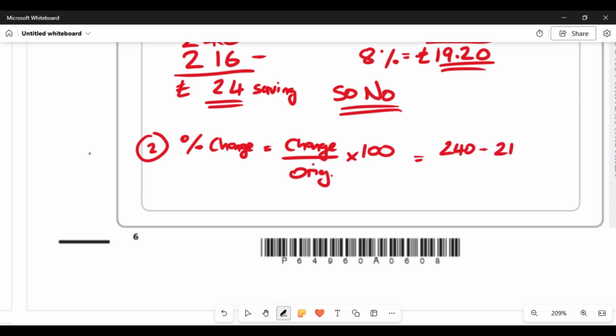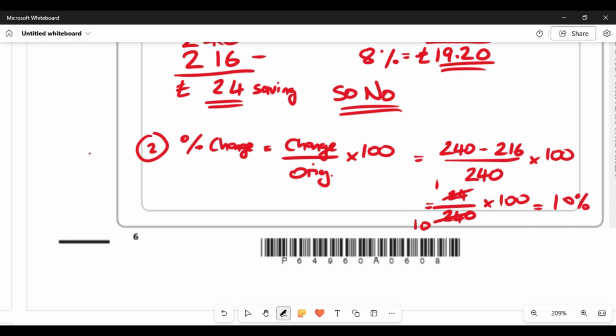take away the 216, which we worked out before. Original is what it was originally. Well, that's 240, the normal price, times by 100. So the difference we worked out before here was 24 out of 240 times by 100. That simplifies to 1/10, doesn't it? Because 24 goes into that 10 times. So 1/10 of 100 is actually 10%, which is obviously not the same as 8%. So again, that is a no.